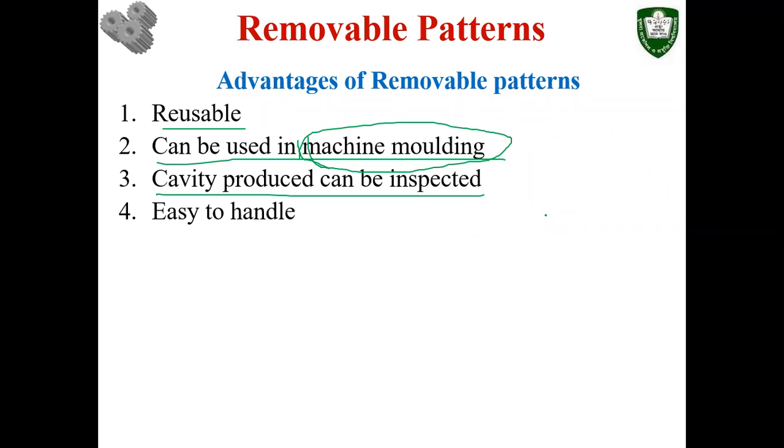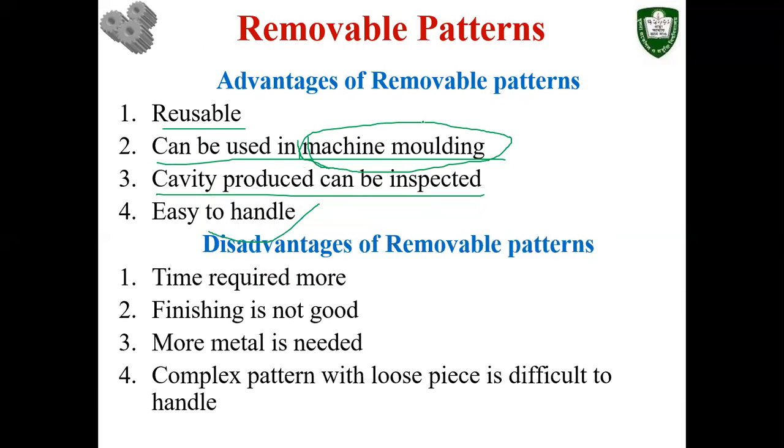But in the case of disposable patterns, you don't have that flexibility. Removable patterns are easy to handle because they do not break so easily. Disposable patterns are basically made of wax or very low strength material. That is why they can break so easily, so it's very difficult to handle them.